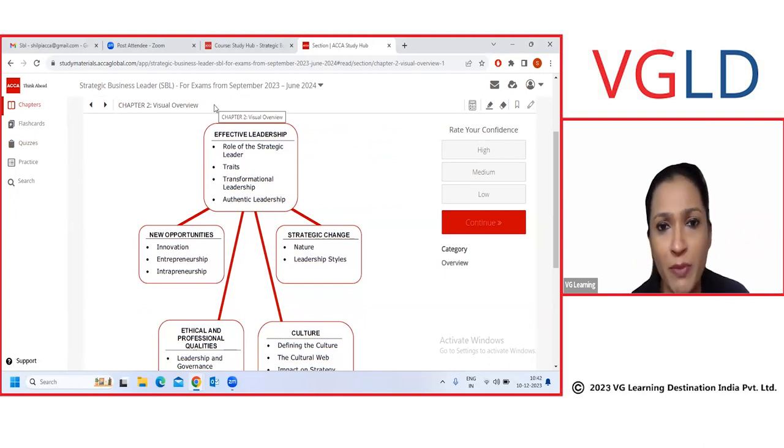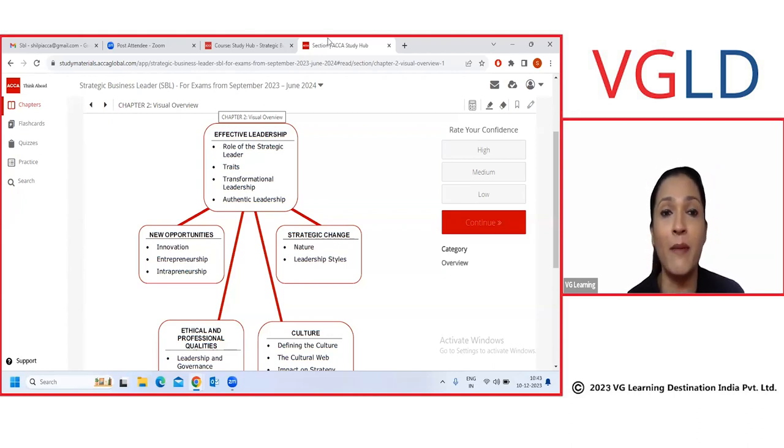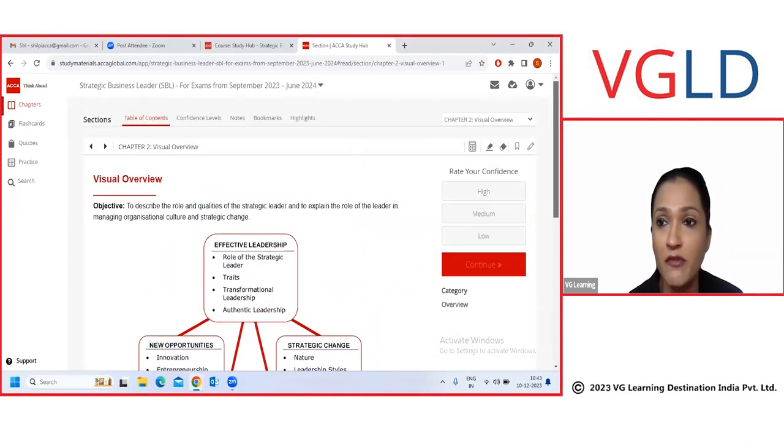Now, why are we talking about leadership to begin with? The subject's name is strategic business leader, right? So obviously, the first thing you need to understand is the dynamics of leadership, the dynamics of strategy, the more important parameters that impact strategy. How about culture that impacts strategic decisions being taken? How about culture that impacts your leadership style, as well as the very important ethical and professional guidance and qualities that every leader must possess in order to become an effective leader? So we're going to have a look at this entire chapter today. This is just a quick overview of the chapter. I'm going to start off with the first topic.